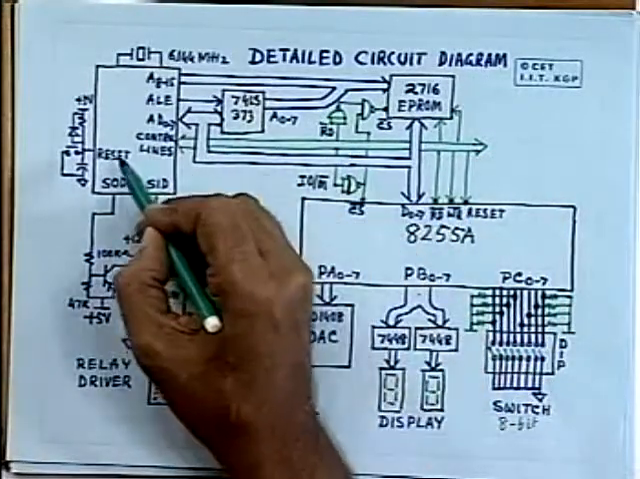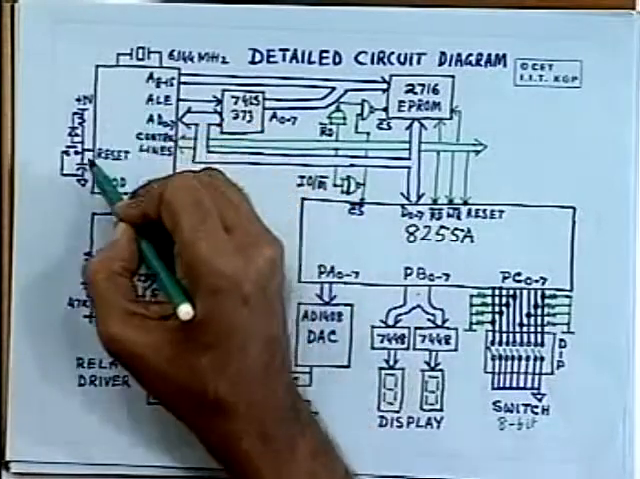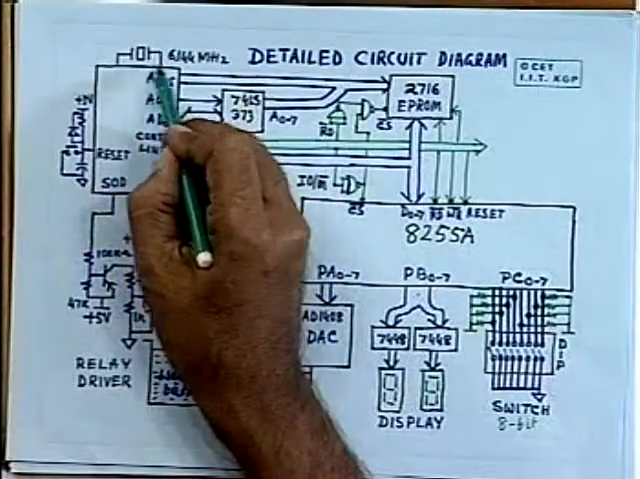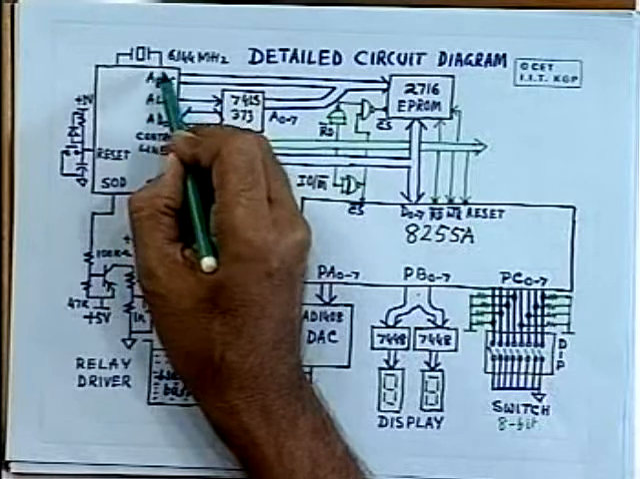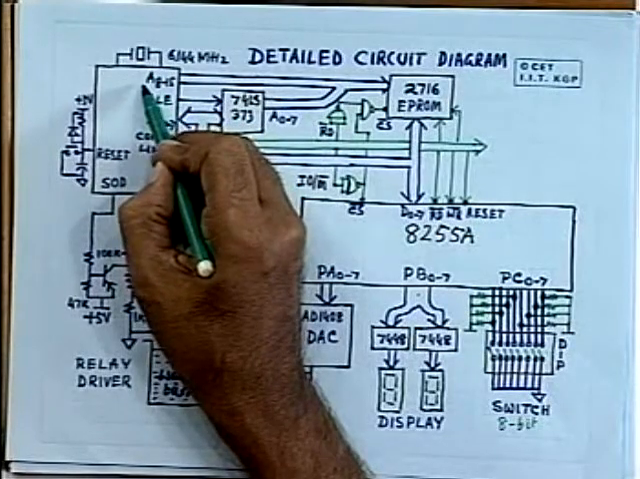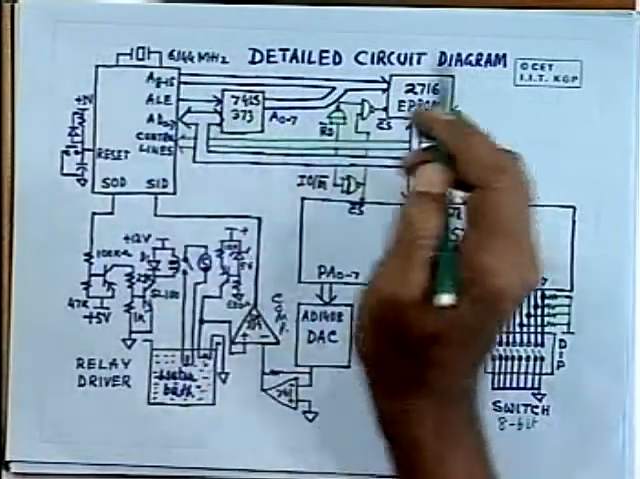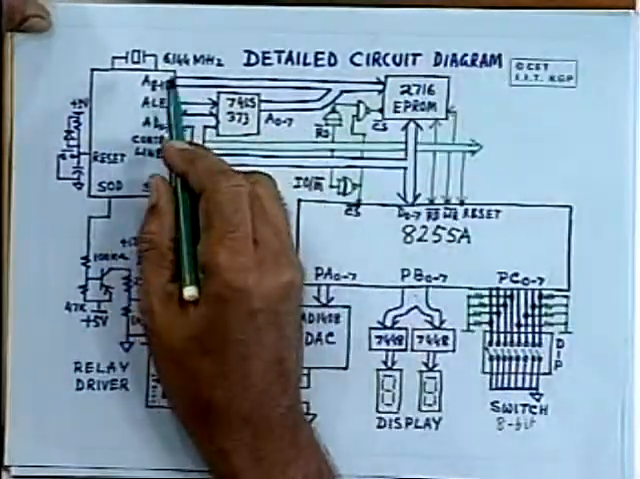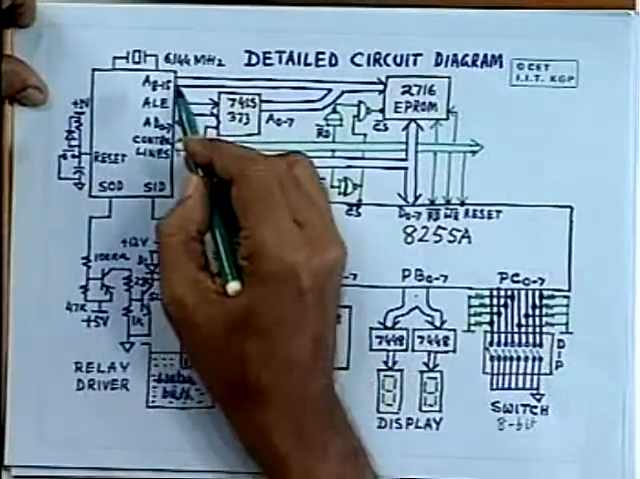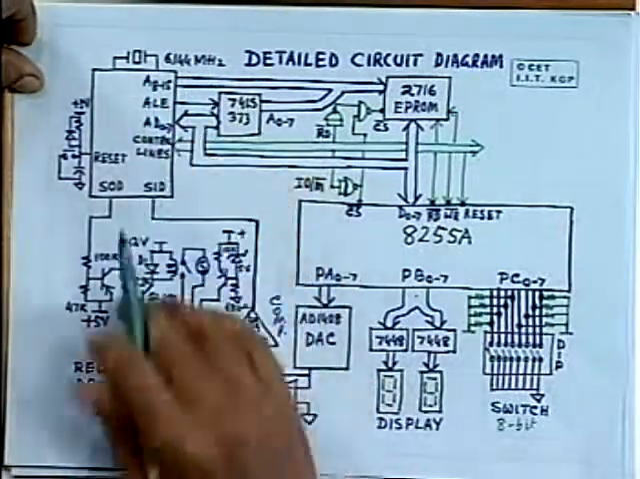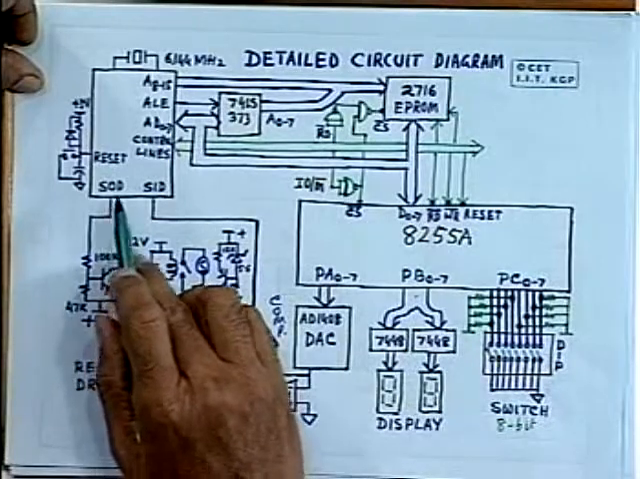Now apart from this side, you have to use some crystal so that the clock is generated inside the microprocessor. So here you have used a 6.144 megahertz crystal, so that the clock frequency is half of that, that means 3.072 megahertz is the clock frequency of this microprocessor.